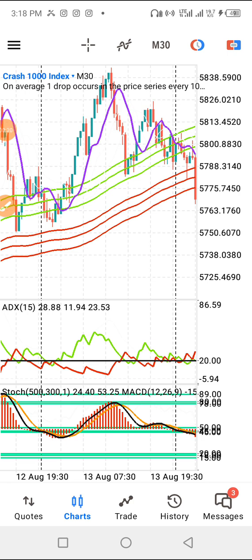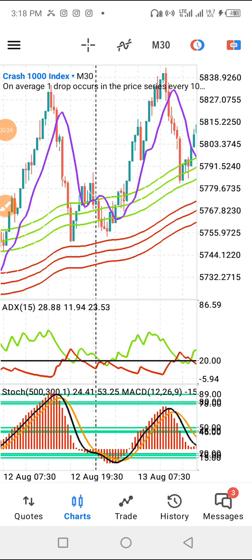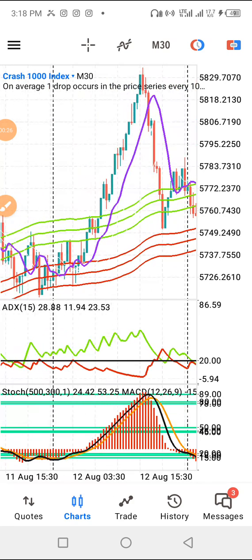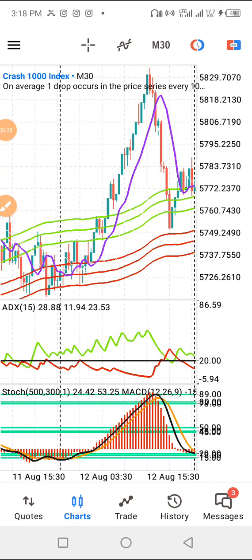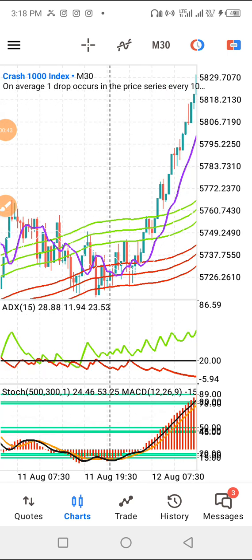Now in today's strategy, I'm just going to teach you how you can scalp the derivative market. This strategy can also be applied to currency pairs. So how you can scalp using these indicators on the chart.